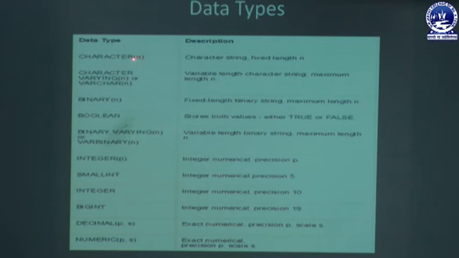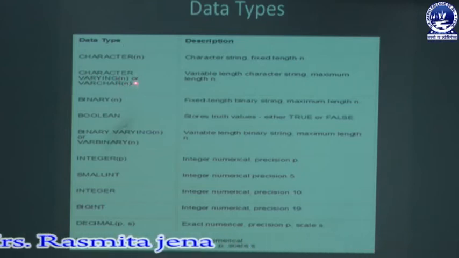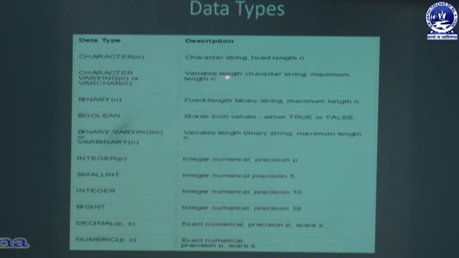Character varying, or you can say varchar n, will take characters with varying size, that means the size of the character will vary. The variable length character string's maximum length is n. The next data type is binary n, a fixed length binary string of length n. The next data type is boolean, where we store the truth value, either true or false.